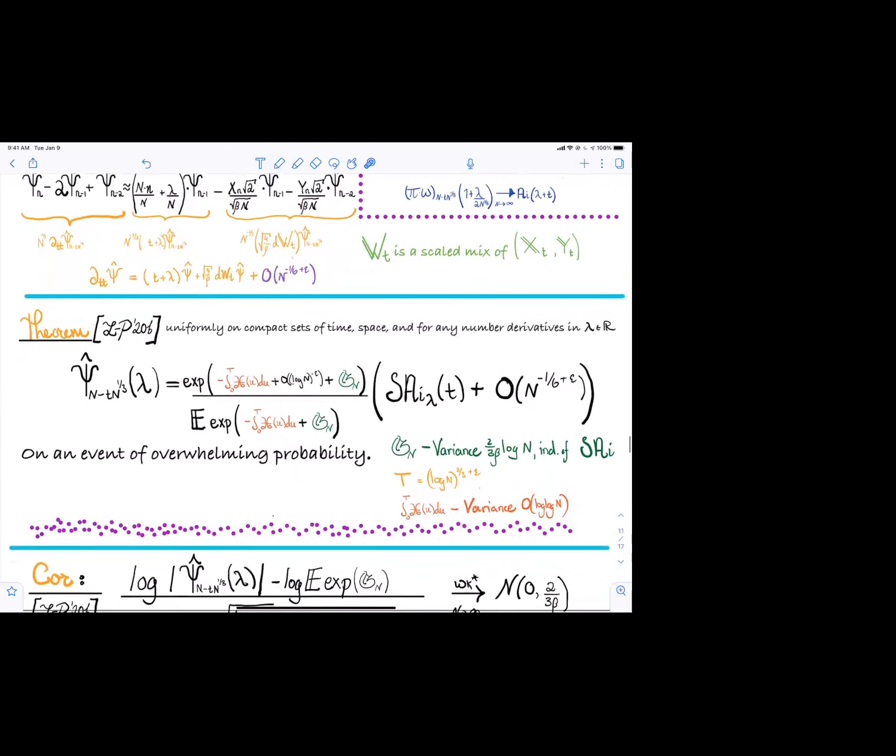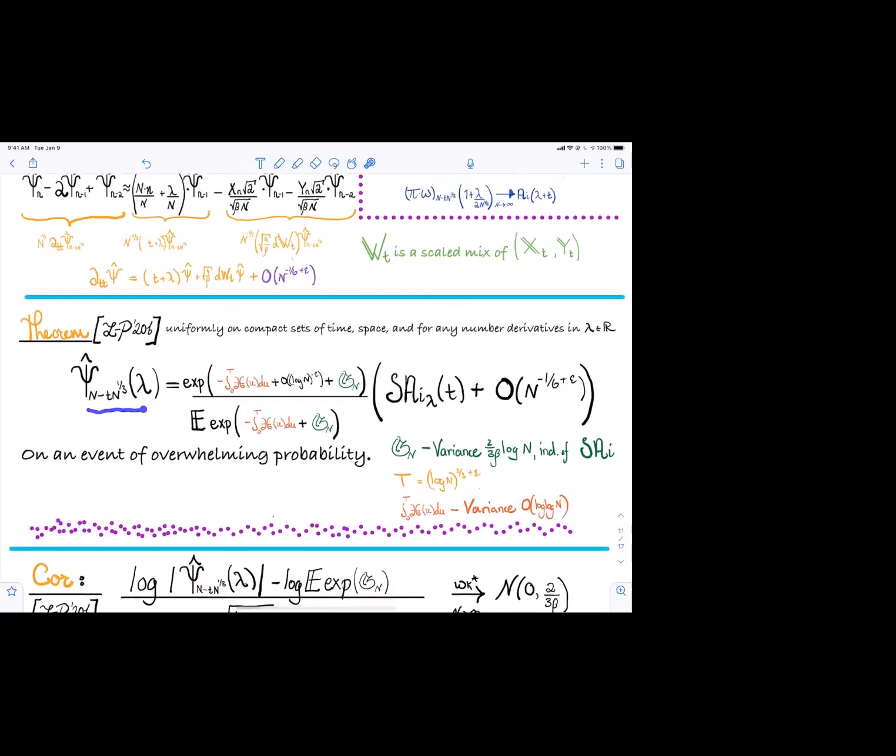And this is the type of quantitative statement we can do. We can actually take this deterministically rescaled characteristic polynomial, which is the psi hat, and we can say that uniformly on compact sets of time, so time, I'm thinking with the t space as the lambda, and for any number of derivatives in lambda, this psi is given by some Gaussian stuff. And there's sort of two terms, a stochastic Airy function and a vanishing error, an n to the minus 1/6 error.